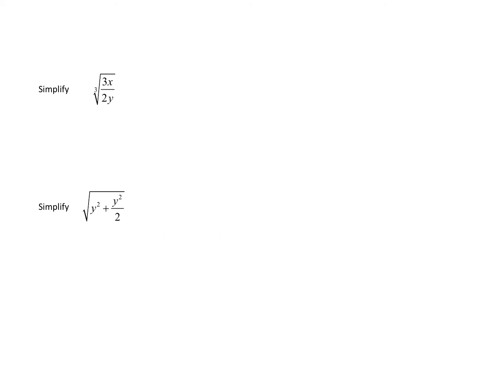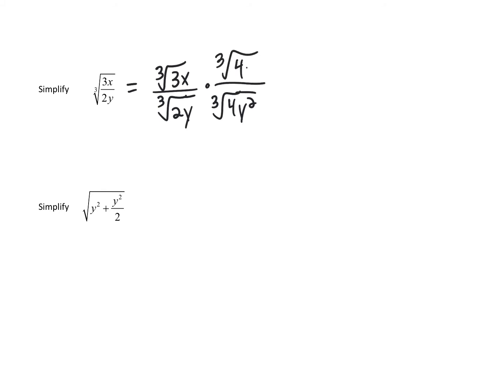Now, here's a few more examples of working with rationalizing denominators. This example, we have a cube root, and it's the same as cube root 3x over cube root 2y. But I can't just multiply by cube root 2y. This won't be enough. So what I'm going to do is multiply by cube root 4y squared. And I have to multiply the top by the same. Now I'm choosing 4y squared because 2 times 4 is 8. Cube root 8 is 2.